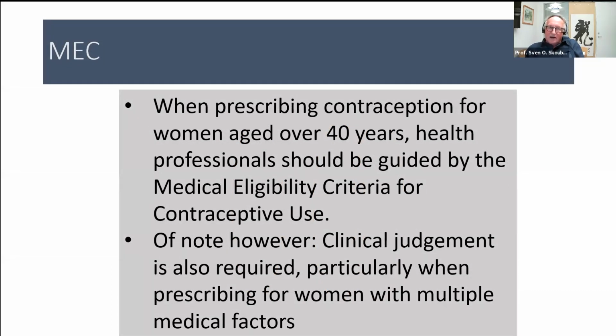So over and above the individual methods recommended, you have to consider what has been established during the last decade, the medical eligibility criteria. And especially when prescribing contraception for women aged over 40 years, health professionals should be guided by these MEC criteria. And I'm sure you know that they are based upon WHO publications or the UK MEC criteria or the US criteria, which are most similar in their content. However, above the general MEC criteria, obviously individual clinical judgment is required, particularly when prescribing for women with multiple medical factors.